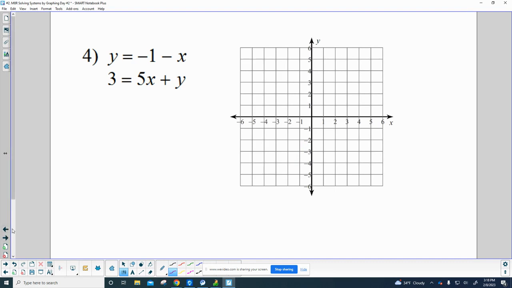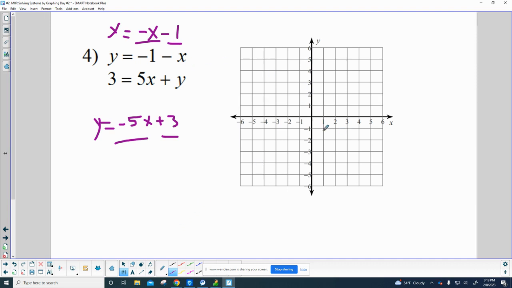All right, on this particular problem, the first one is not quite in slope-intercept form, so we're going to go ahead and write it in slope-intercept form. y equals negative x minus 1. The bottom one we need to rearrange too, so that's going to be y equals negative 5x plus 3, and I didn't show a lot of the interim steps when I did that, but that's the correct solution there. So if you notice, slopes are different, y-intercepts are different. So there's going to be one solution here.